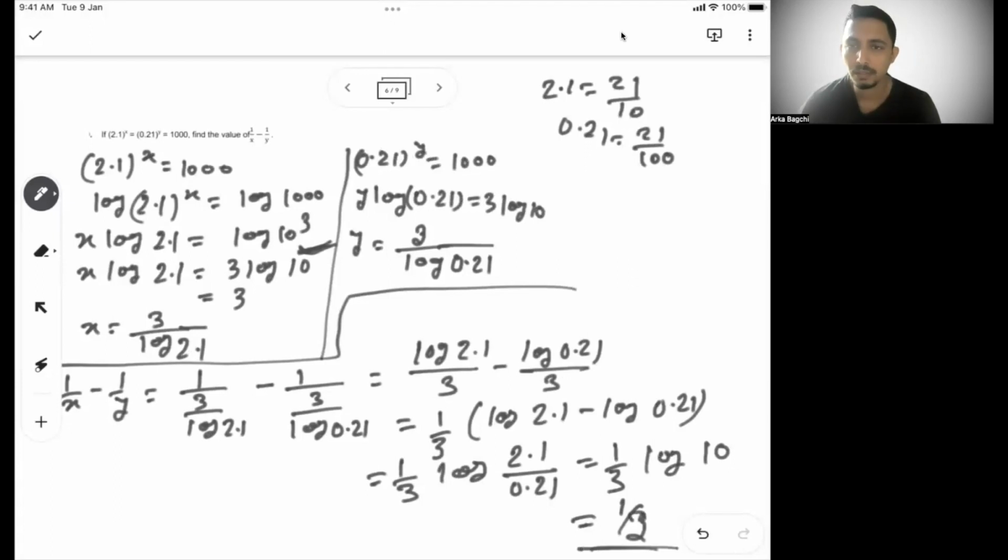Okay. So that's how we can do it. If you see, we have found out x first from logarithm by taking log on both sides. Similarly, we found y by taking log on both sides, and then we solved what is given.